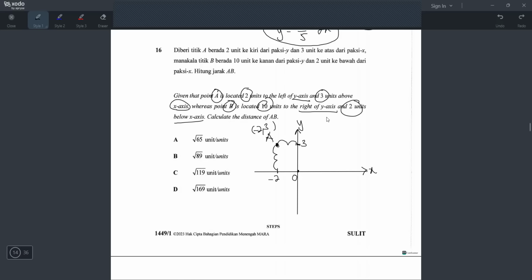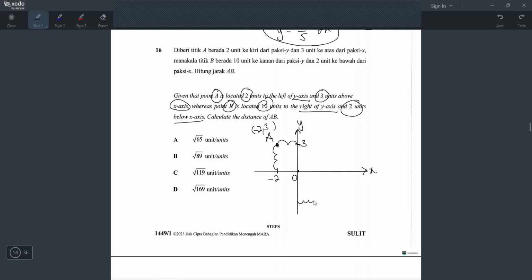10 units to the right of the y-axis. Okay, this is the y-axis. I must go 10 units, and then 2 units below the x-axis. So I think my point B is somewhere here, right? Because it's below the x-axis and to the right of the y-axis. So let's go to somewhere here and then go 10 units.